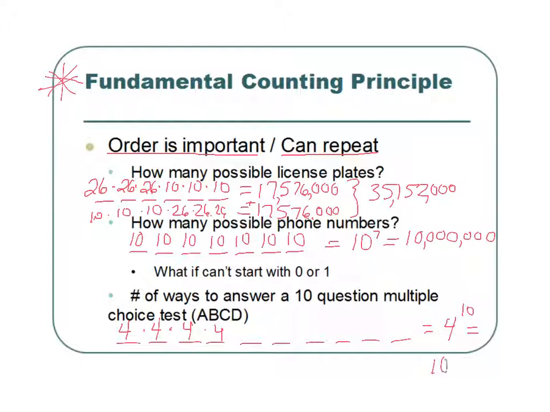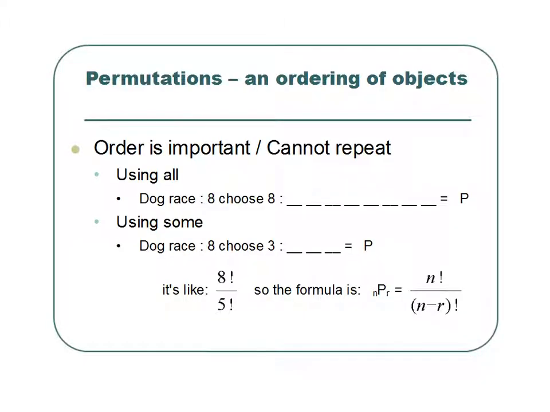Which is 1,048,576. A million different ways to answer that. You should probably study. That was the fundamental counting principle.